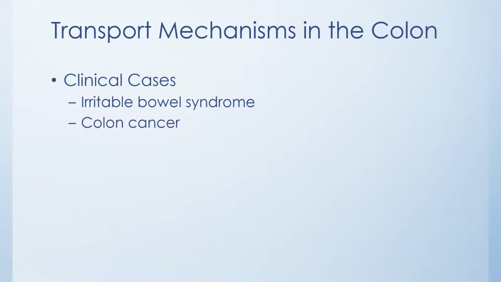Next would be colon cancer. Colon cancer arises when the normal genetic controls on the rate of epithelium proliferation are subverted. Initially, this leads to growth of a polyp and eventually, if not removed, to an invasive tumor that may metastasize to the other parts of the body.